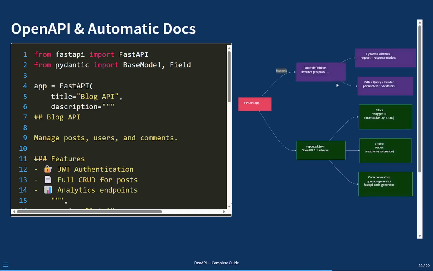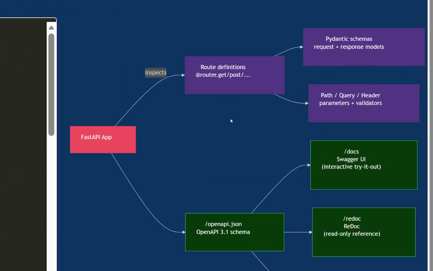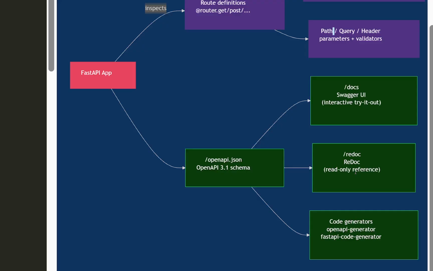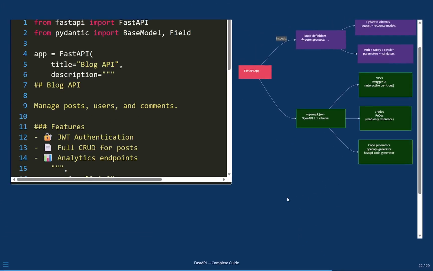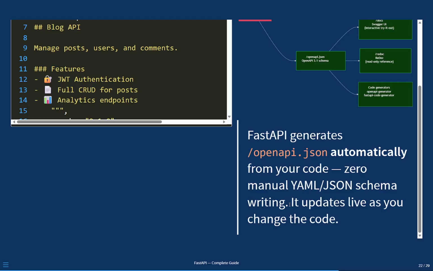Click. The generator diagram shows what FastAPI actually does under the hood. It inspects every registered route, reads every Pydantic schema from the function signatures, reads every path and query parameter declaration, and synthesizes openapi.json, a complete OpenAPI 3.1 specification document. That JSON feeds the Swagger UI at /docs for interactive testing, and the ReDoc renderer at /redoc for clean reference documentation. openapi.json can also feed code generators like openapi-generator-cli to produce fully typed client SDKs in TypeScript, Go, Java, or any other language, automatically from your Python types.